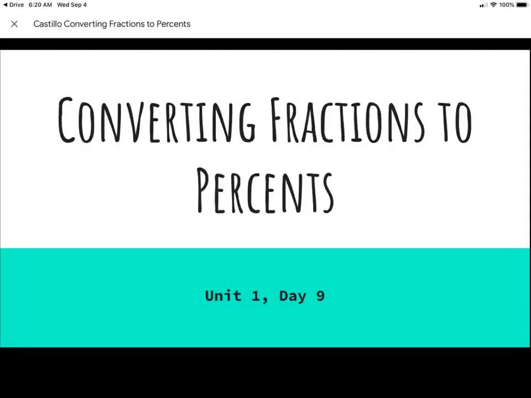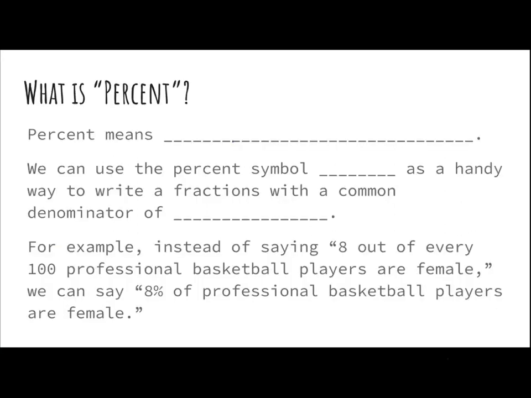We're going to look at our last form of conversions. This time we're going to take fractions and make them into percents. You have to keep in mind that percent means out of 100. And you can use that little percent symbol just as a way to remind you that you can write a fraction with a common denominator of 100. For example, instead of saying 8 out of every 100 professional basketball players are female, we can say 8% of basketball players are female.